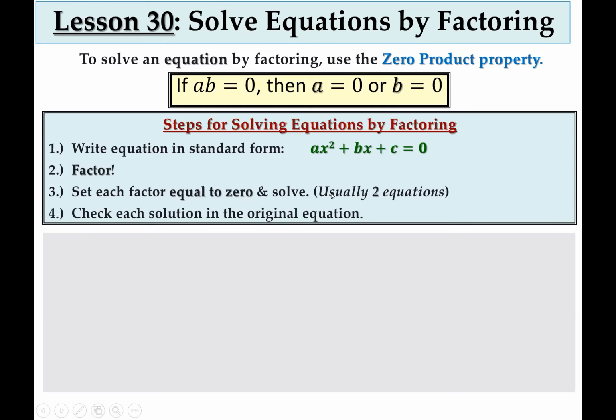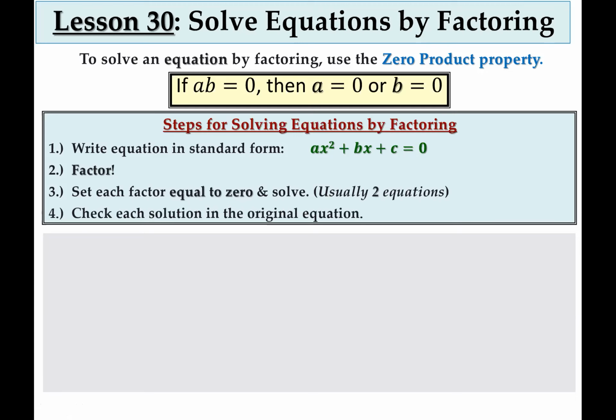And finally, step 4, check each solution. Usually there's 2, maybe more. Check each solution in the original equation. And remember, what that means for equations is you take your solution, such as x equals 2 or x equals 5 or something, and you plug it into the original.